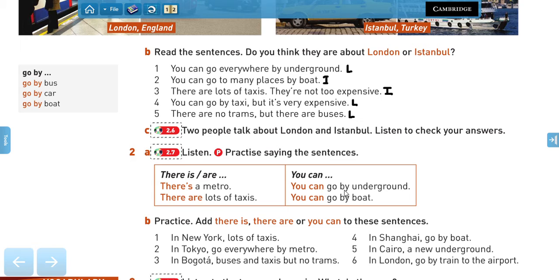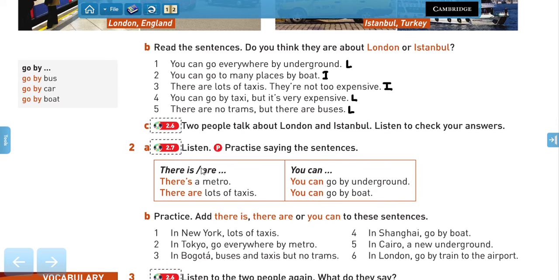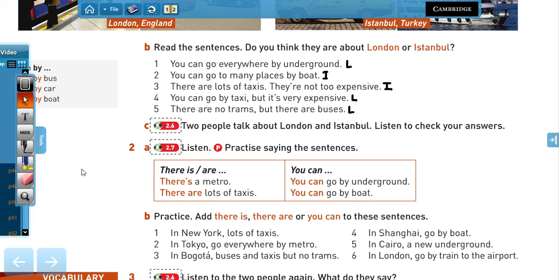You can go by underground or metro. You can go by buses or by bus. You can go by taxi. You can go by boat. No, right? We don't have boats. So there aren't any boats in this case. Now, if you pay attention, here we use the noun, right? Only the noun, singular or plural. And here we have the expression with a preposition. Go by underground.